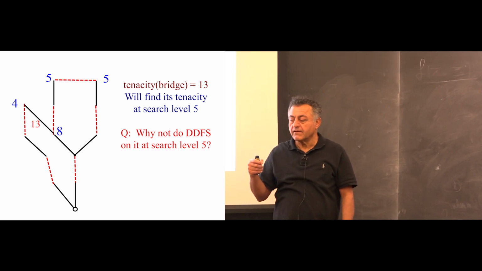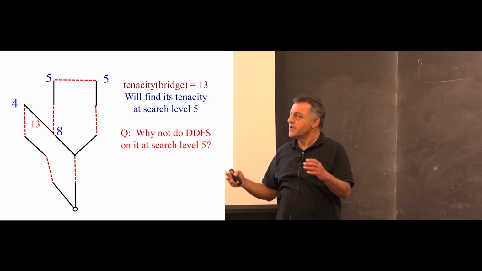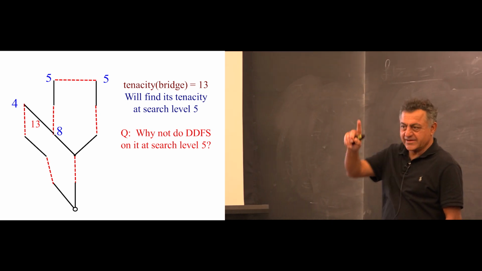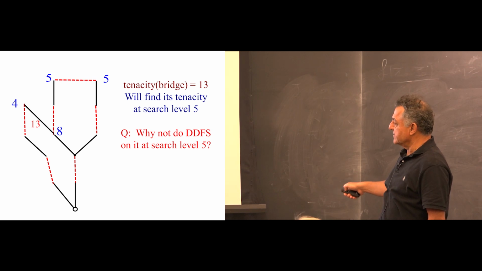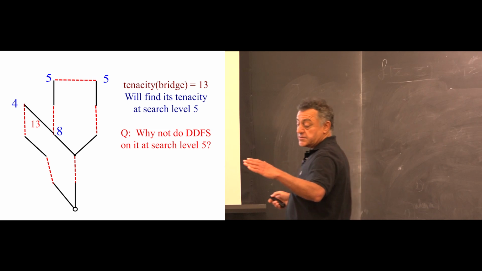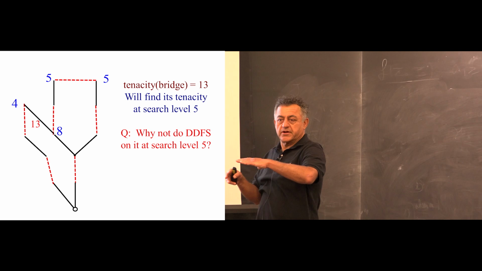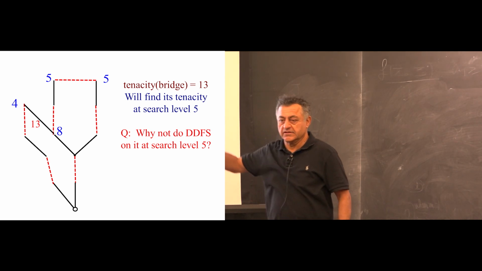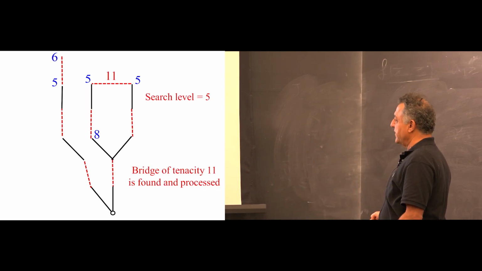Another tenacity 11 bridge could interfere first. Good. Let me go exactly with that thought. Fantastic. Thank you. Let me give you an extended example to show what will go wrong if you happen to do double depth search out of turn. You know its tenacity, you know it's a bridge, but its double depth search should have been done at a certain other search level. So let's look at this example, which will clarify things completely.